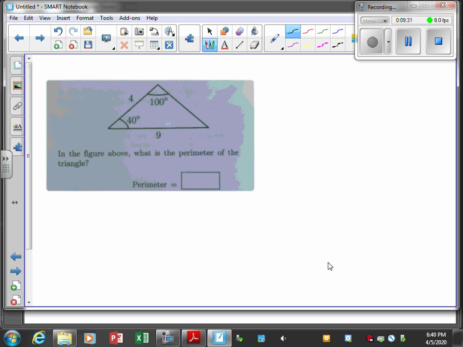Alright, in this figure, what's the perimeter? Perimeter, rim means all the way around. So perimeter by definition is we need to know this side plus this side plus this side. And that's what our task at hand is going to be. But the issue is that we don't know this side over here just yet.